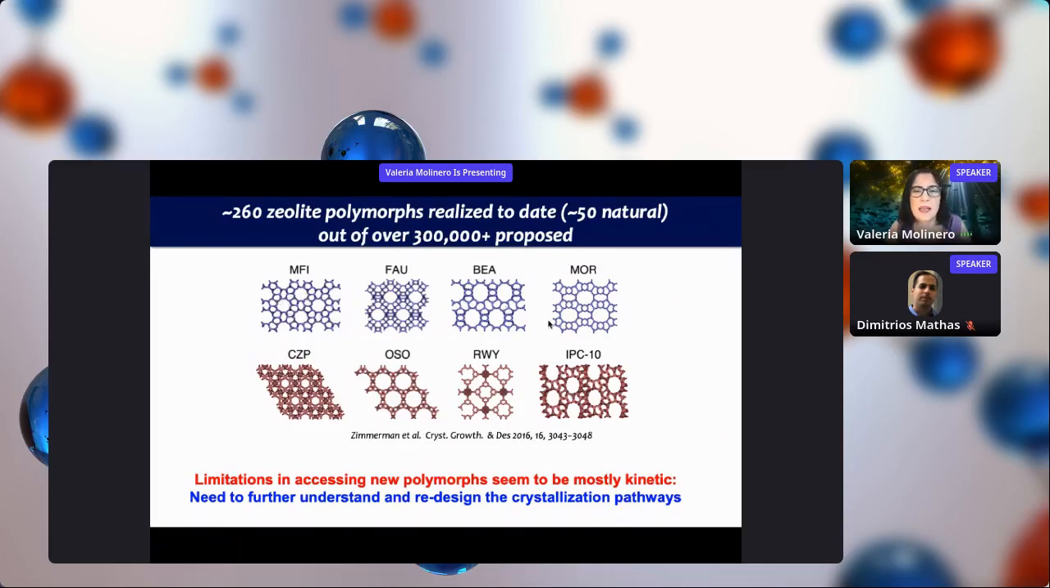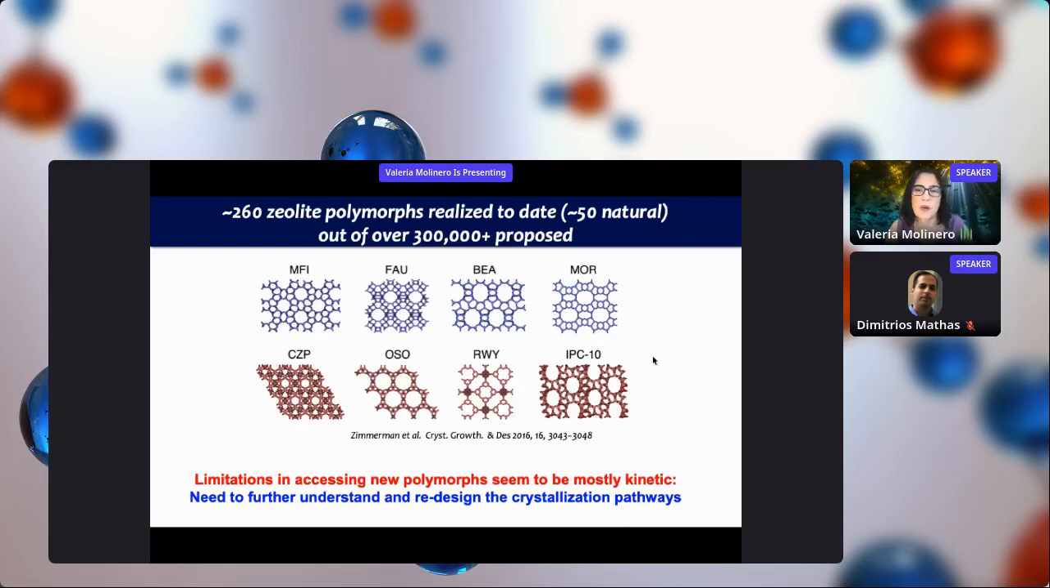Now, this is a tiny fraction of the number of zeolites that have been proposed using molecular simulations or computer modeling. There are more than 300,000 proposed, and some people compute up to 2 million. So the question is why we cannot access these zeolites. Some of them clearly are high energy, but many of them are low energy, and they are supposed to be almost as stable as the zeolites that we have today, but they have not been accessed.